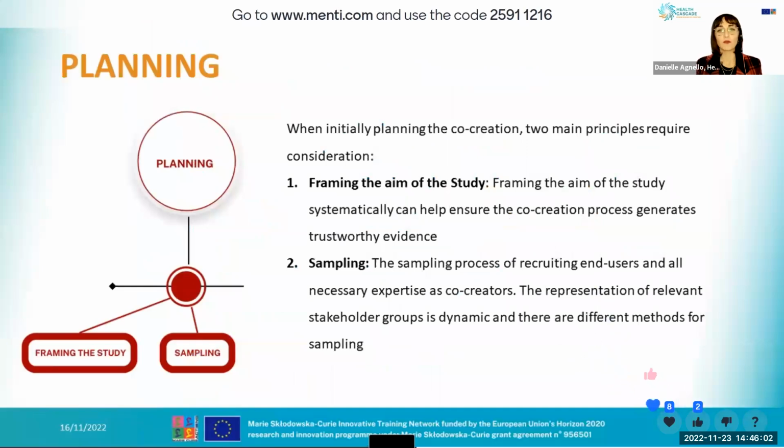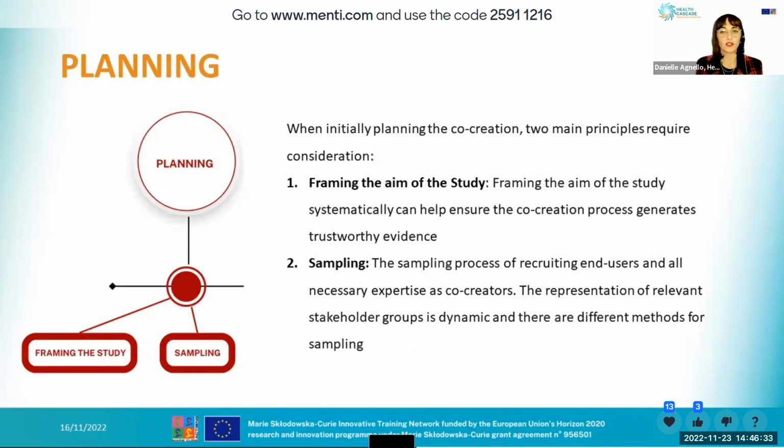Fantastic. So we're going to be moving into the first stage of co-creation, and the first stage is planning. And we just want to highlight there's two principles that come from Liesk et al.'s publication that are important to consider. So one is framing the aim of the study, so really trying to understand what are you trying to achieve and ensure that your process will be trustworthy and evidence-based. And sampling, and this is really about the recruitment and the identification of your co-creators. And we highly recommend to do this in a very systematic way.